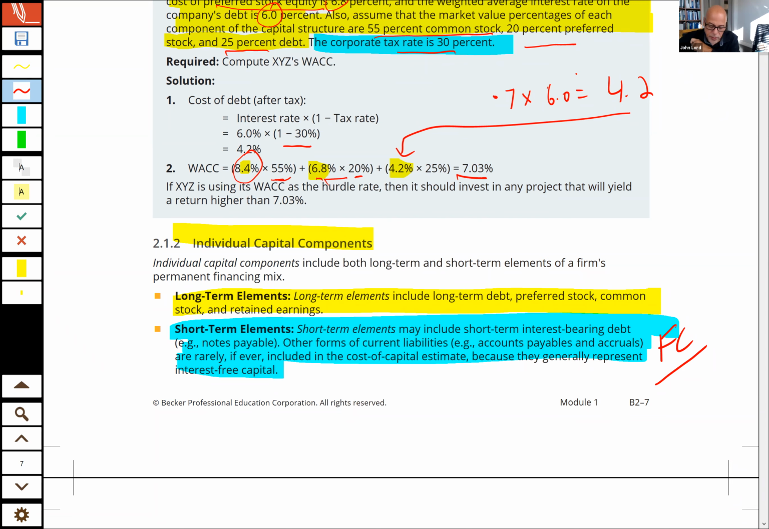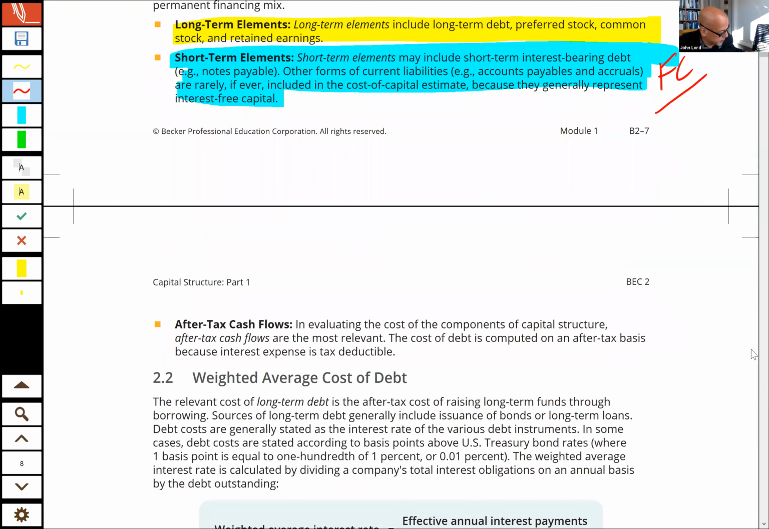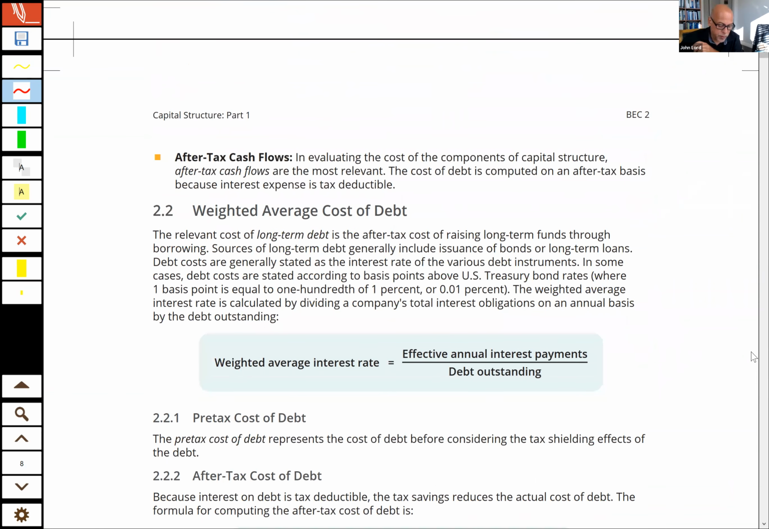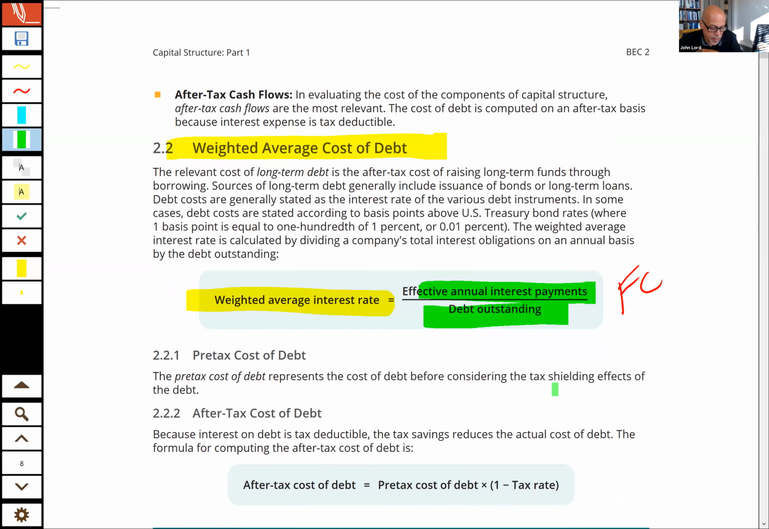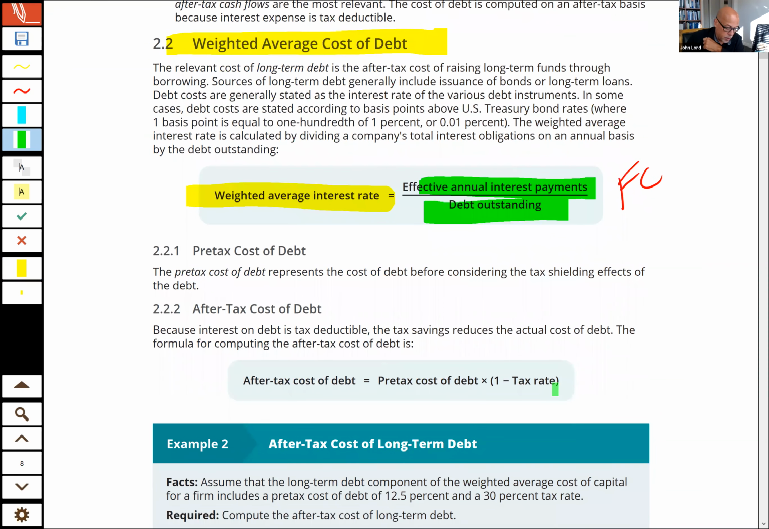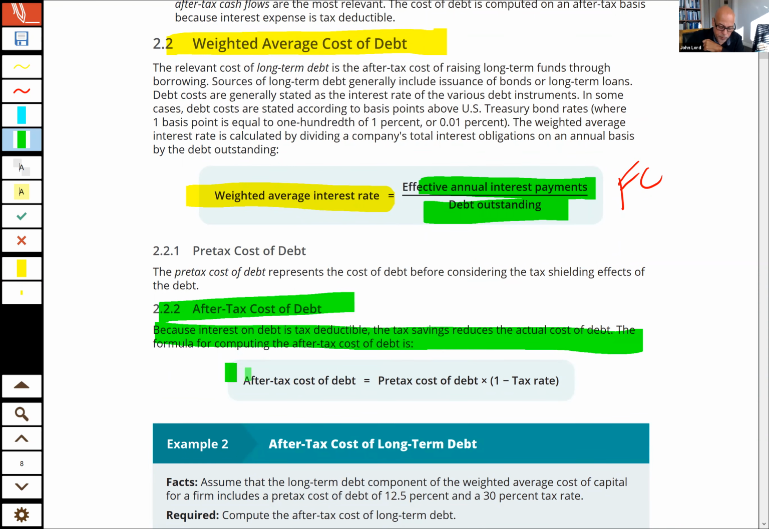Okay? Now, you take a look at the debt first, okay? And when we figure the weighted average cost of the debt, first we need to come up with a weighted average interest rate, and I'm going to ask you to flashcard that, which is the effective annual interest payments divided by the debt outstanding. Okay, that gives us the weighted average interest rate. And then as we already talked about, we have to consider that after tax. So once you get that interest rate, you're going to have to multiply it by 1 minus the tax rate, because again, we basically save tax by having interest expense.